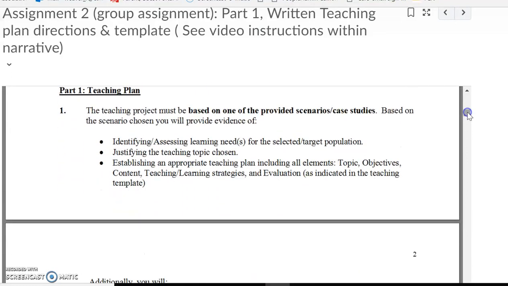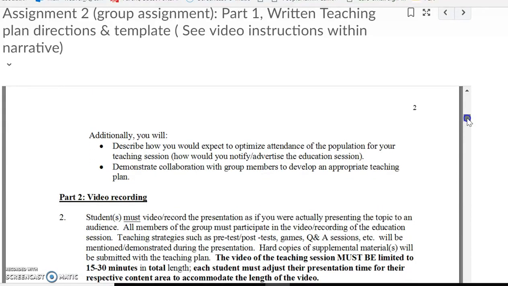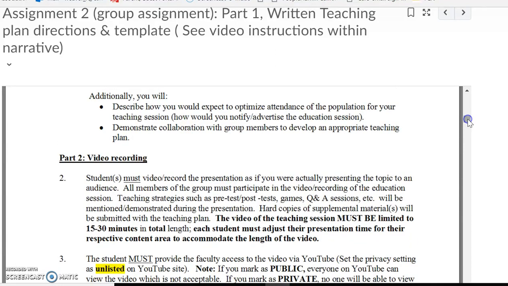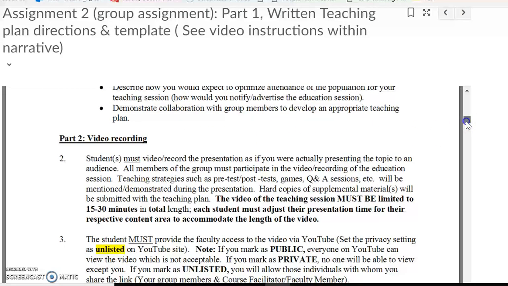All right. So the teaching plan must be based on one of the scenarios. You identify the need, choose a topic, and then establish an appropriate teaching plan that will address all these things. Additionally, you would want to optimize your attendance if you were really doing this session. So at the beginning part, I ask you how you would advertise or market or get the word out of this education that's coming up for people to take advantage of. And then again, there is the collaboration of group members, which I already addressed.